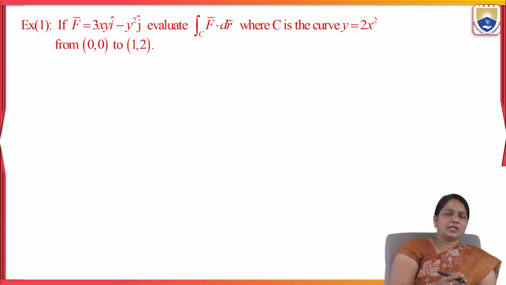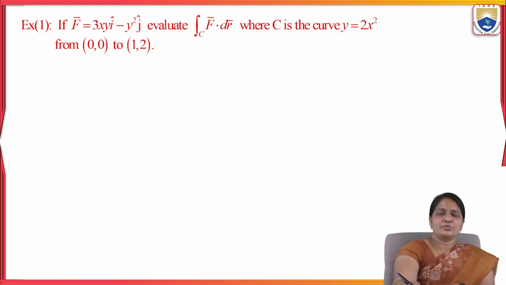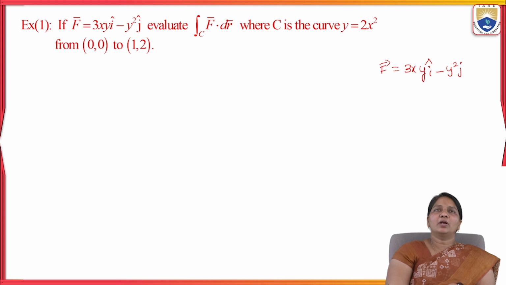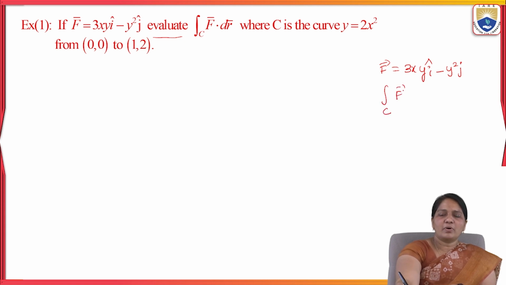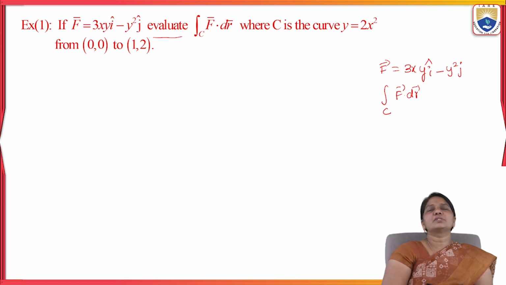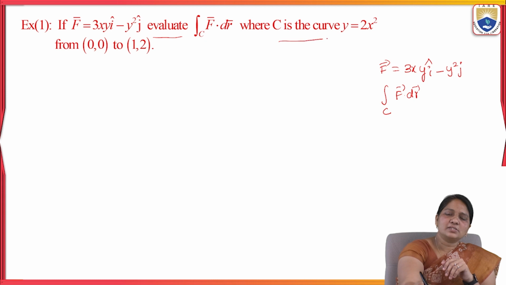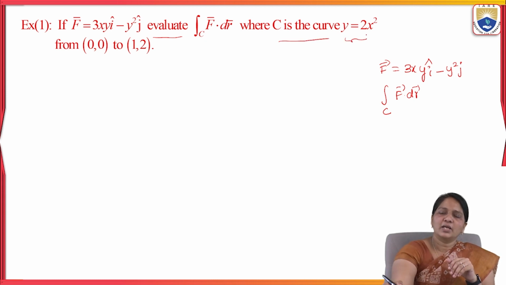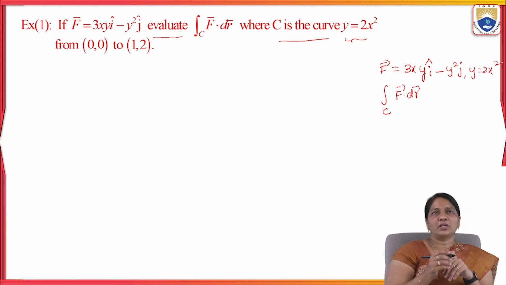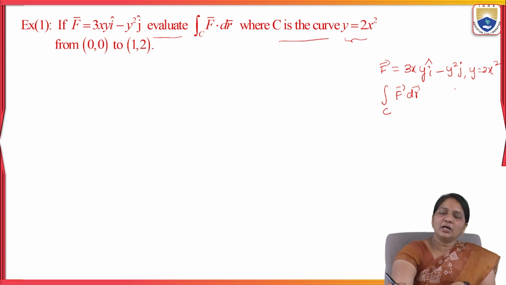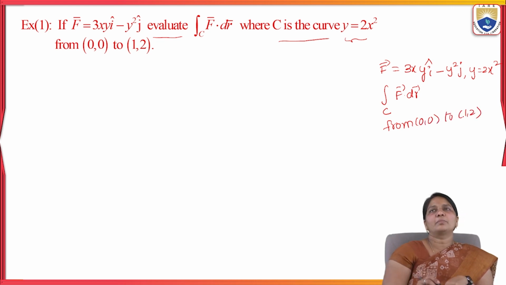See the problem. Given F bar equal to 3xy i minus y square j. Here they are asking to evaluate the integral over C of F bar dot dr bar, where C is the curve. The given curve is y equal to 2x square, and that curve is from (0,0) to (1,2).